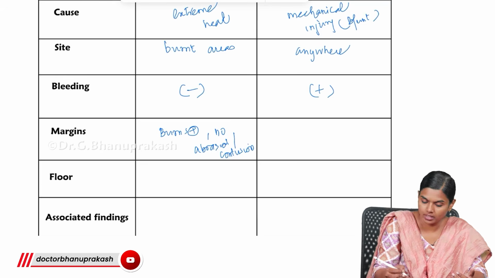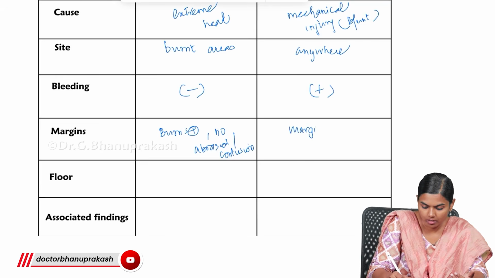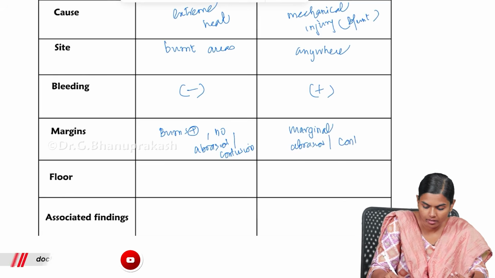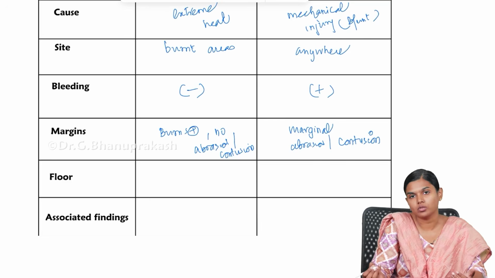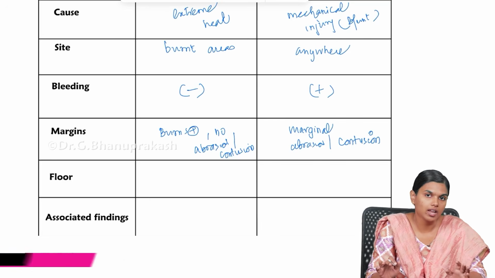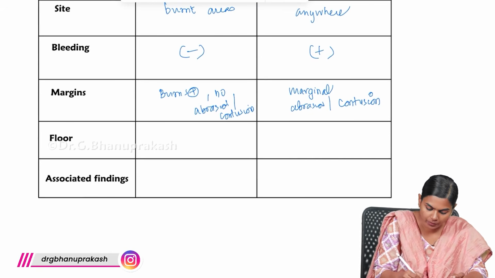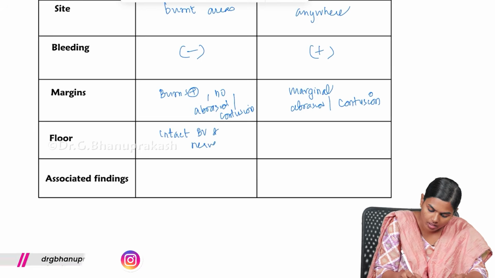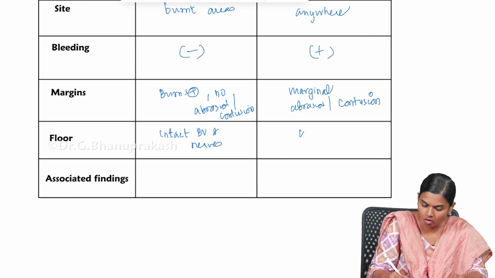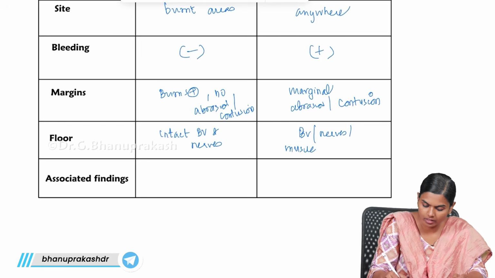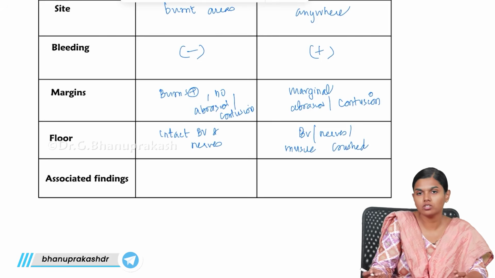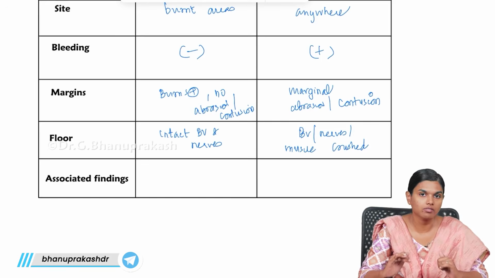But in case of laceration, there will be marginal abrasion and contusion. It will definitely be seen in all cases of lacerated wound. And the floor: when you look at the floor of the injury here, you will see intact blood vessels and nerves. But here everything, all the blood vessels, nerves, muscle, everything will be crushed. So, this is how the floor usually looks in a case of lacerated wound.